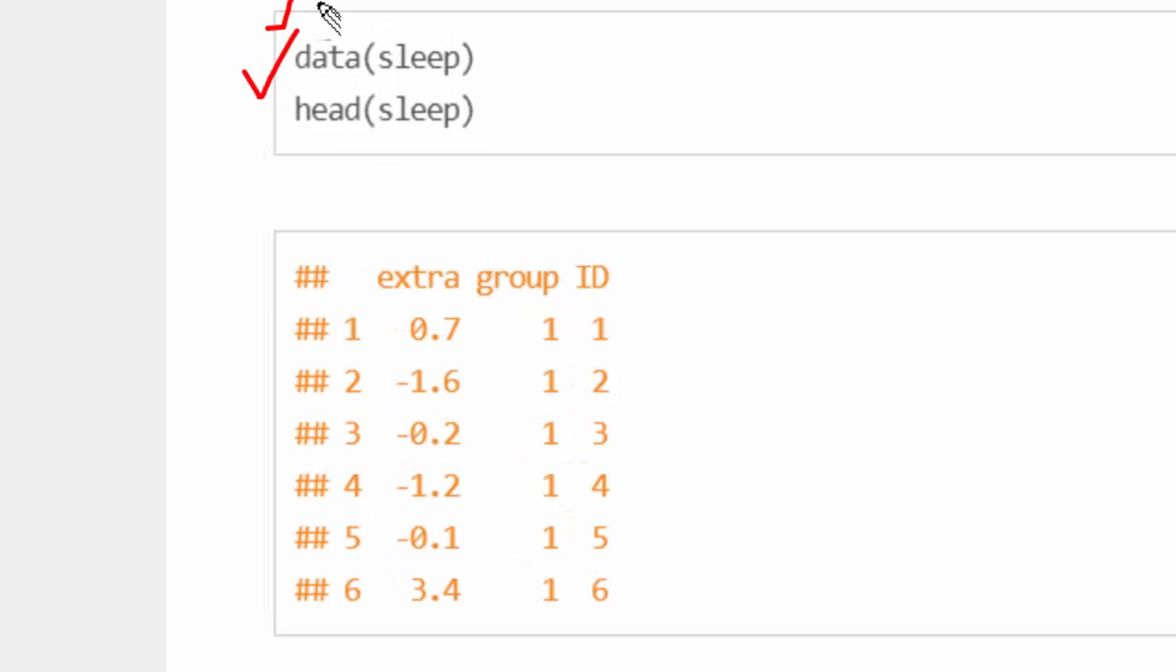head(sleep) will print the first few rows of the data frame. The variable extra is the extra hours slept. Group is a group ID, and ID is a subject ID. So 1 through 10 will give you subjects ID'd 1 through 10. Observation 11 is subject ID 1 again, and so on.